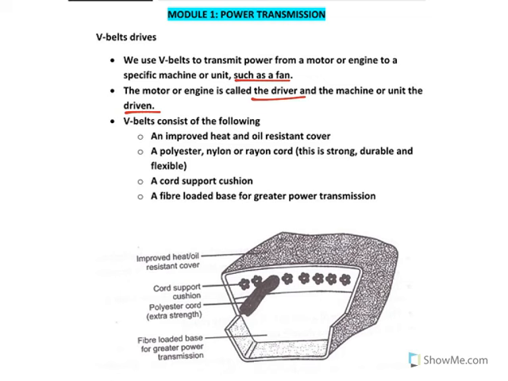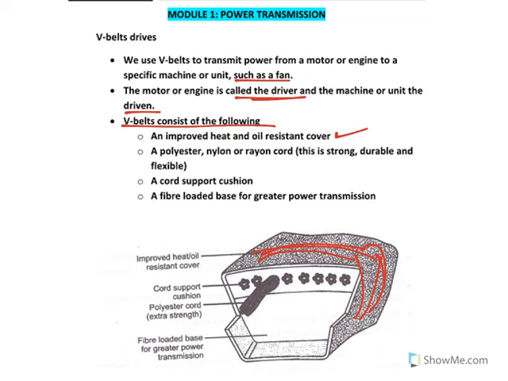Now, the motor or engine that is causing the belts to move is called the driver, and the machine or unit is the driven. Now, the V-belt consists of the following. They consist of an improved heat and oil resistant cover. In this case, on the diagram, this is the cover that they are talking about. It is oil resistant. Why? Because V-belts operate in areas inside the engines that can be oily. So they need to have a cover that is resistant to oil. Otherwise, the belts themselves will be covered with oil and it affects the lifespan of the belt.